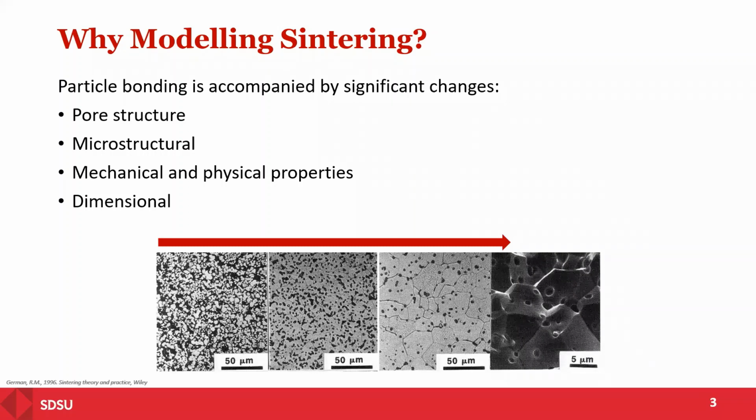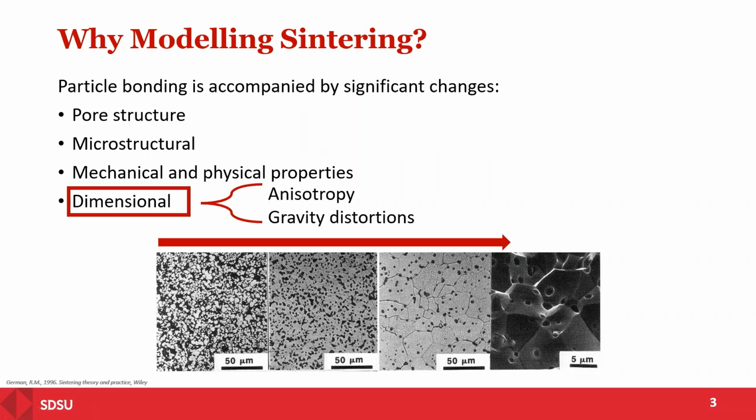But here in this presentation, I'm focused more on what happens at the dimensional part. So when we study the variation of the dimension of our component, there are some specific phenomena. One is the anisotropy. Our parts change dimension not in the same way in all directions, but we have some directions that have more shrinkage than others. So in specific applications, I study where this phenomenon can derive.